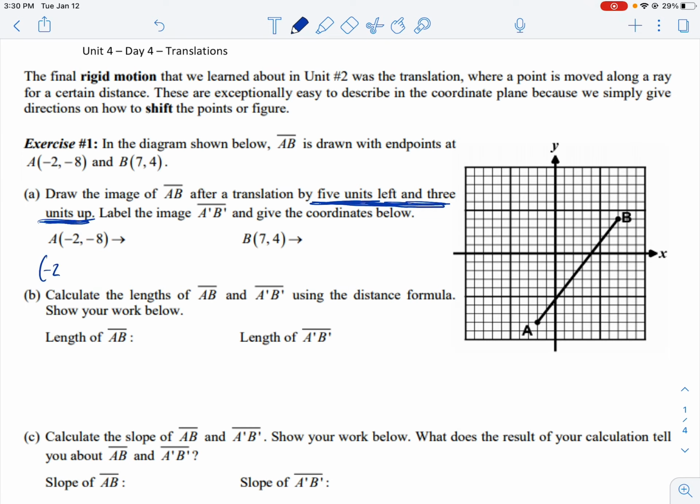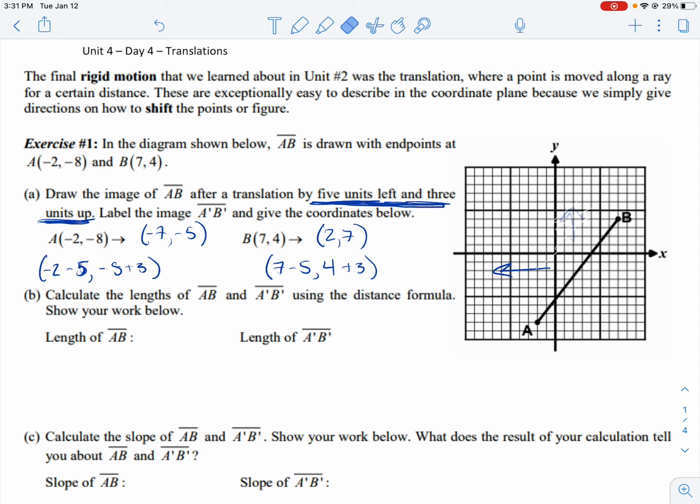So I'm going to go from -2, 5 units left, going this way. So I'm subtracting 5 on the x-axis in order to go left, and then to go up in this direction, I'm going to go up 3 units. We do the same for both. So 7 minus 5 and 4 plus 3. Here we get -7, comma, -5. And here we get 2, comma, 7.